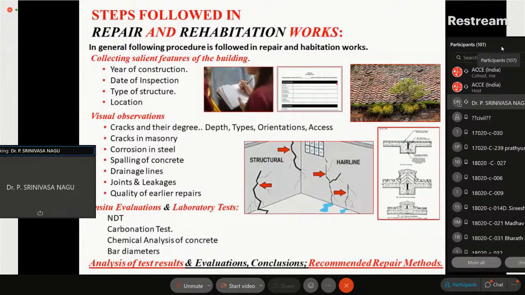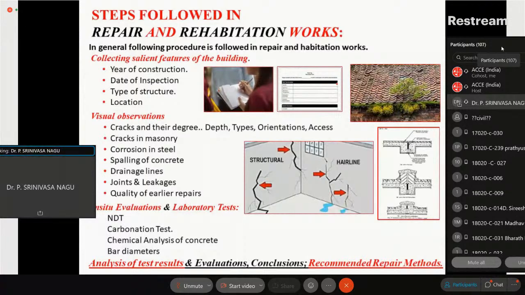Okay, because anything involves money, is it not so? Anything involves money. So nothing is free. Even for the rich man, resources are limited. You cannot be affluent everywhere. Therefore, you have to plan the repair and rehabilitation works in a proper way, in a professional manner, in a responsible manner, to minimize the resource expenditure. All right. So what is the procedure?